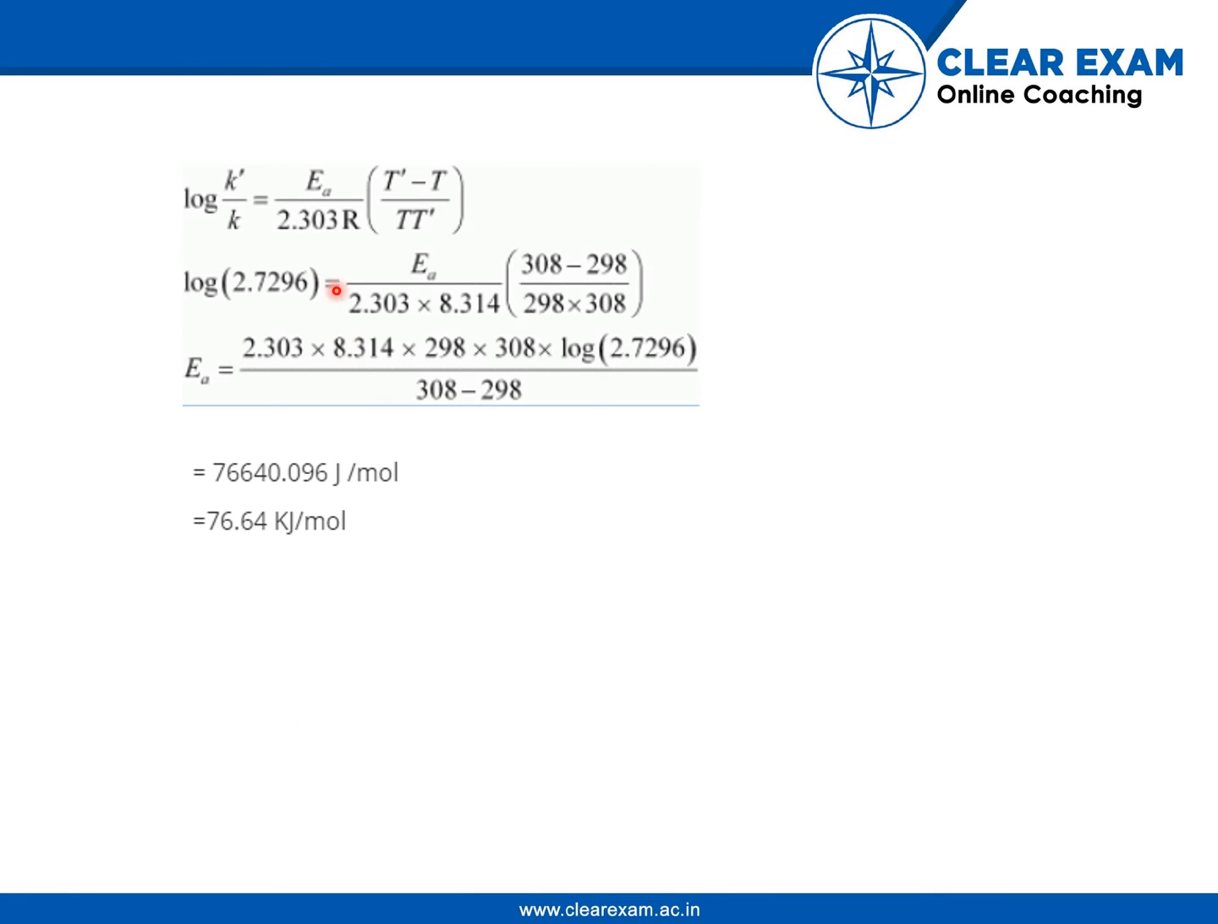What is the Arrhenius equation? I will write it down again. K, which is the rate constant, is equal to A, which is the Arrhenius constant, e power minus EA, where EA is the activation energy, divided by RT. This is the Arrhenius equation. So we will take log on both sides and subtract. A will get cancelled out because it is a constant.